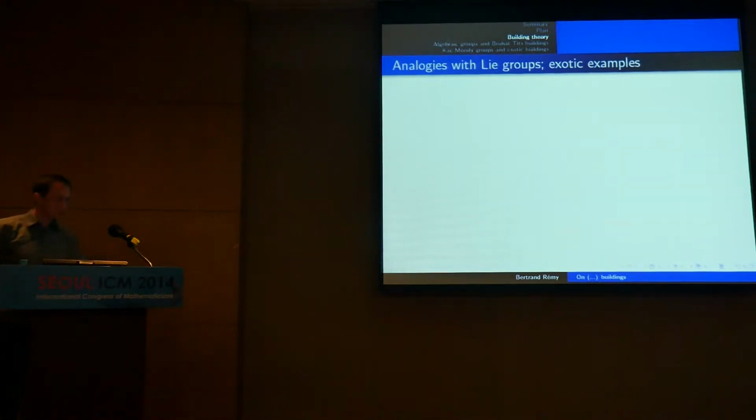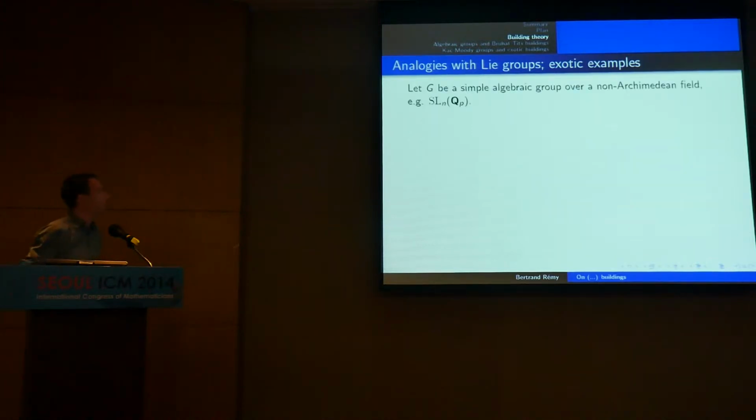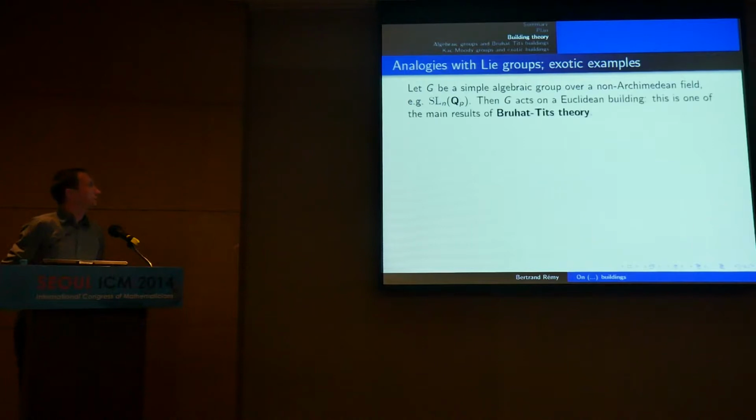Okay, so let's turn now to the analogy I would like to use. One well-known application of buildings is Bruhat-Tits theory. Typically, you start with a simple matrix group over some local field. Then you know from this theory that there is a well-defined Euclidean building on which the group acts with a compact fundamental domain. So this is what you can use to get, for groups like SL_n(Q_p), some decompositions which are well known in the case of real Lie groups, typically Iwasawa or Cartan decomposition.